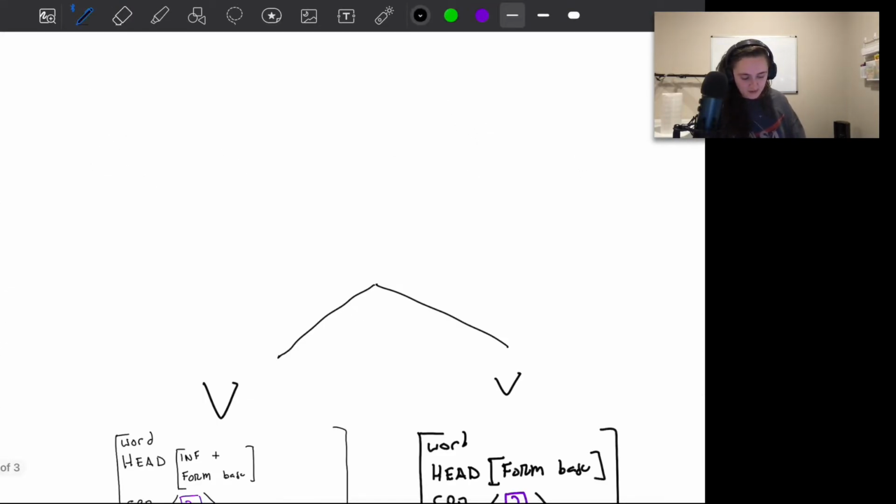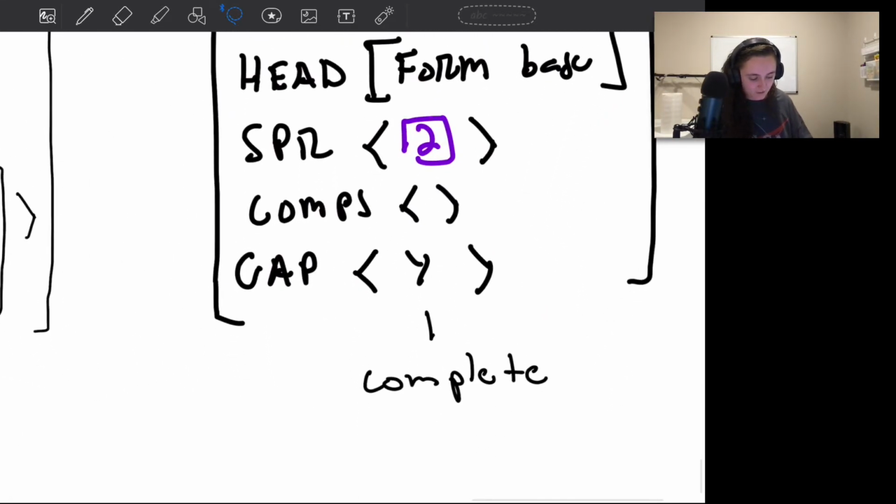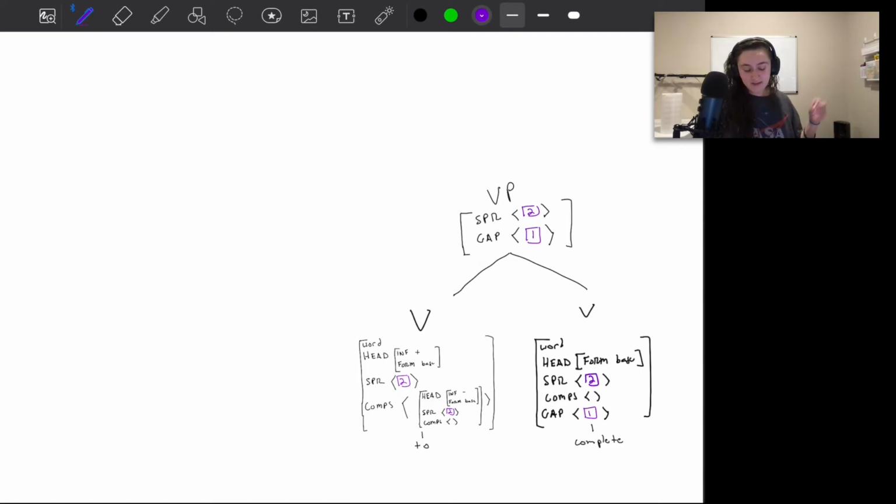So we can use the head complement rule to get a VP, and we pass up the specifier from the head verb and also the gap from complete, which I just have as Y now, but now I'm going to put in a number tag for it. I'll just call it 1. So now we have our verb phrase for to complete, and it has one thing on a specifier list, which we ultimately are not really going to do anything with, and one thing on its gap list.